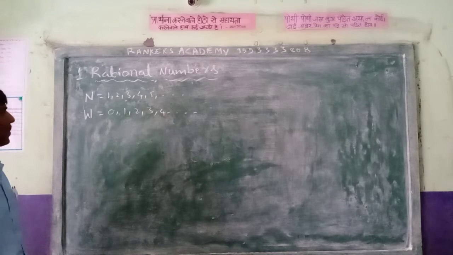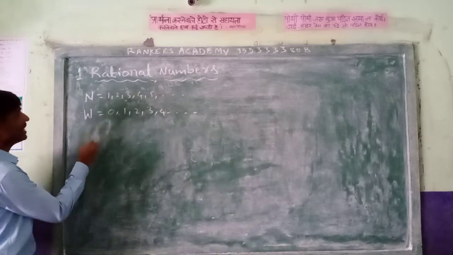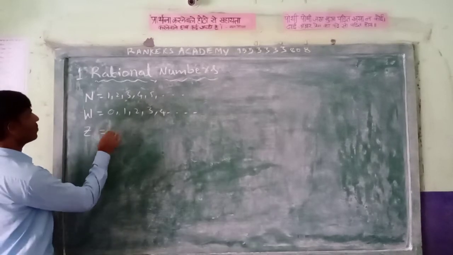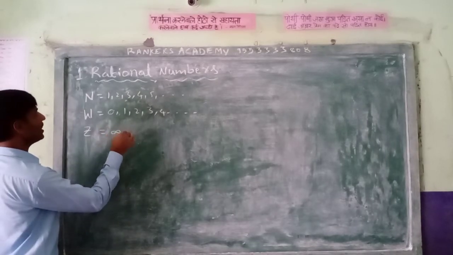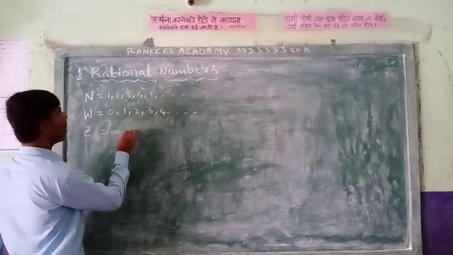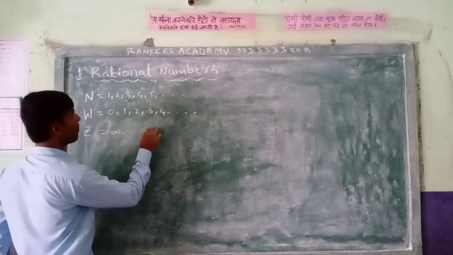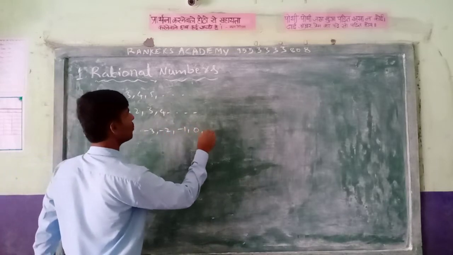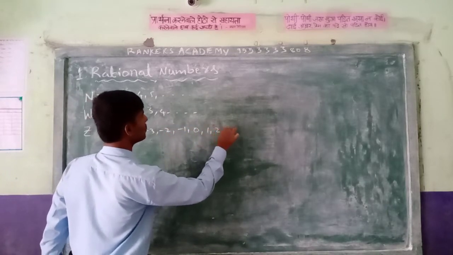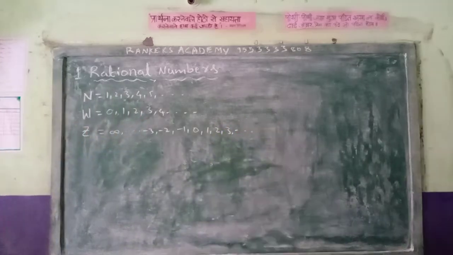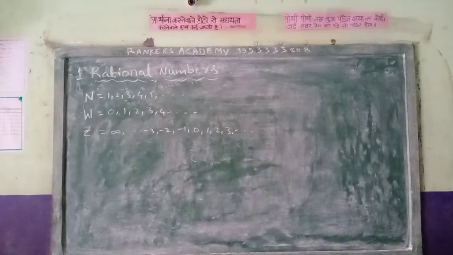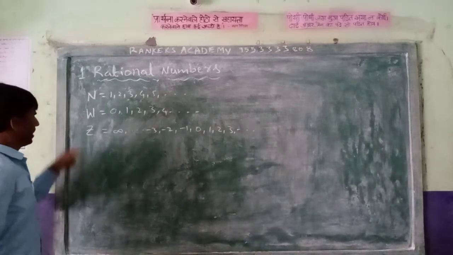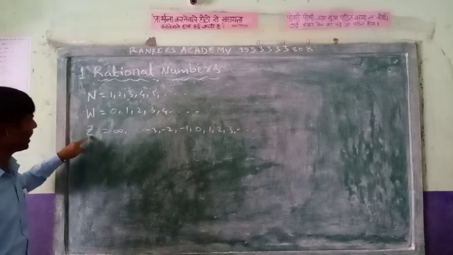Next, after whole numbers, integers. Integers are denoted by Z or I. Z equals ... minus infinity ... and so on: minus 3, minus 2, minus 1, 0, 1, 2, 3 and so on. So these are natural numbers, whole numbers and integers.